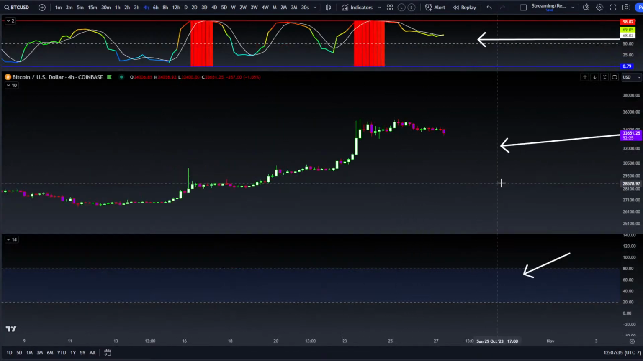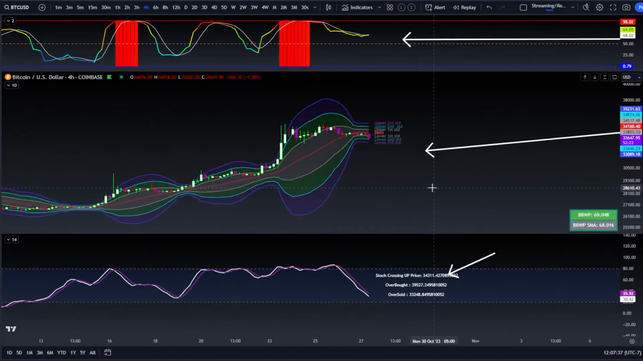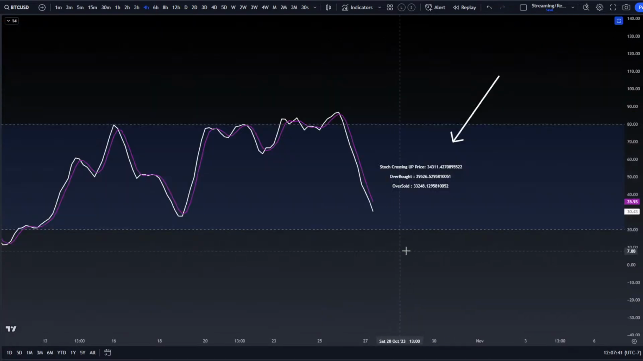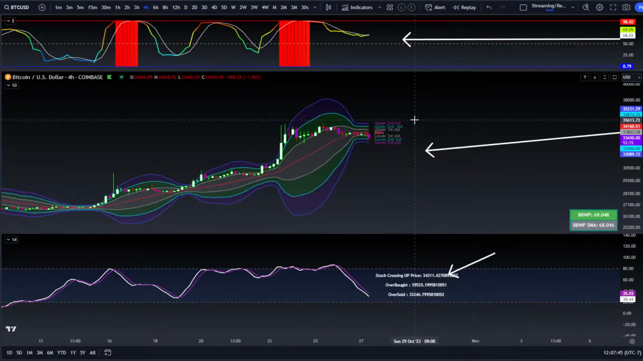And moreover, coming into the weekend, I would keep a very close eye on the 4 and 6 hour, as the 4 hour is currently pivoted at 34,300 coming into close today. Coming into the last closure of the day, or the last 4 hour session of the day, I should say.